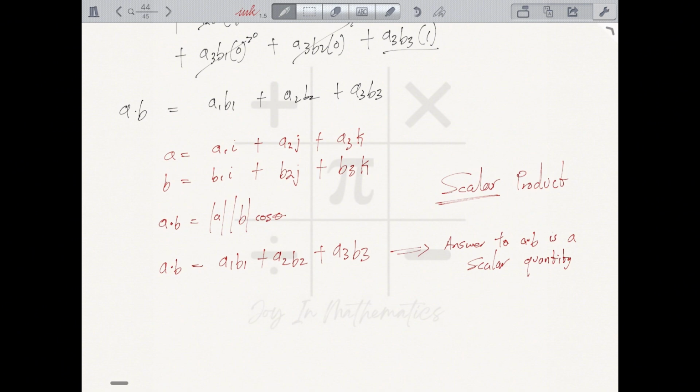So in our next lesson video, we will take examples on scalar product of two vectors.